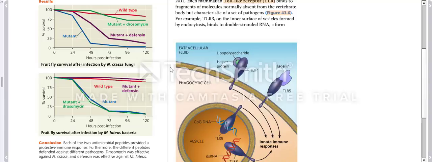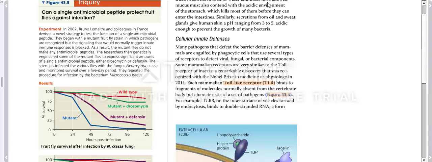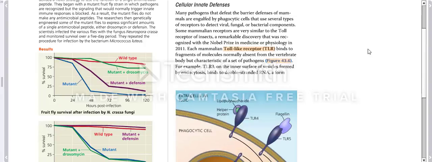So, pathogens that defeat barrier defenses are then taken in by phagocytic cells. These cells use several types of receptors to detect different types of pathogens. Now, mammalian receptors are very similar to the toll receptors of insects, and the book defines a mammalian toll-like receptor, which is abbreviated TLR. If it would scroll up, oh, there it goes, scrolled up too much.